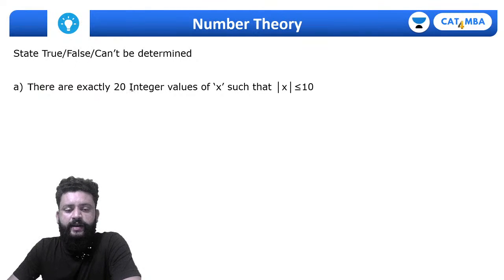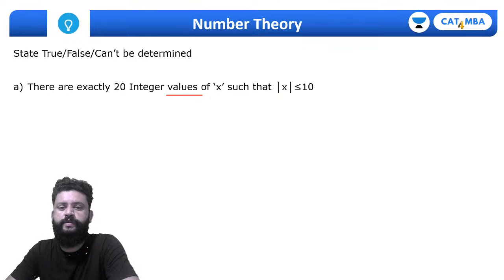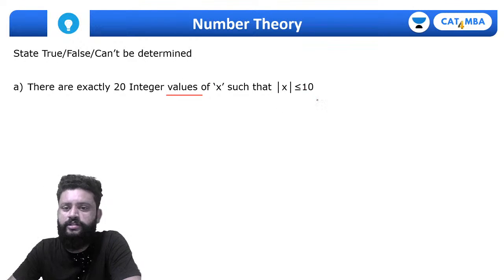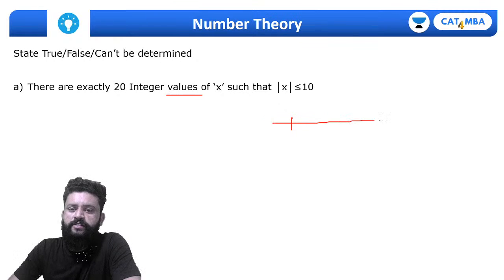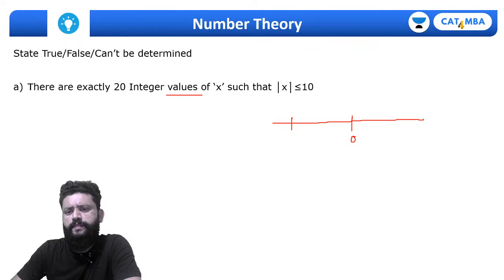There are exactly 20 integer values x such that mod of x is less than 10. Is it true or false or cannot be determined? Definitely we can tell whether it is true or false. So if you look at the number line, you can start from 0 here. We know mod of x must be less than 10.